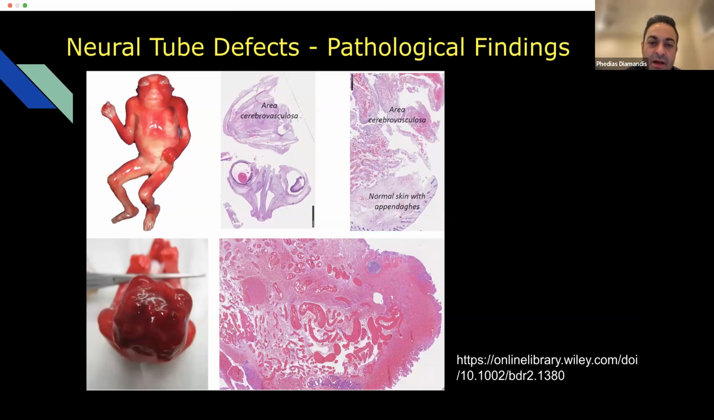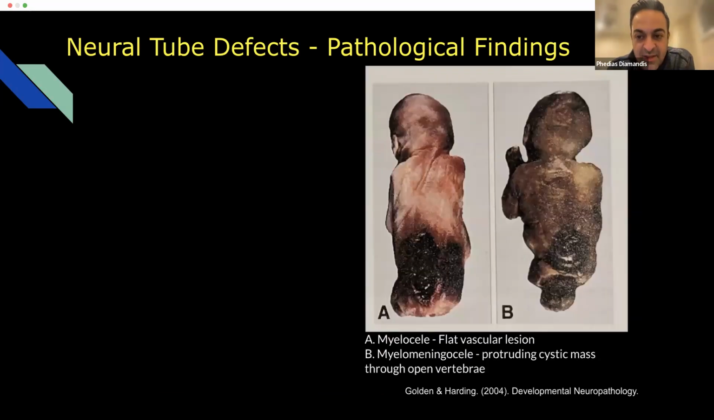This is very well demonstrated here with the normal orbits, and then the area cerebrovasculosa associated with the normal skin appendages. And then again, the bottom picture is unrecognizable, it just seems like vascularized tissue. This is the area cerebrovasculosa on the microscopic level.